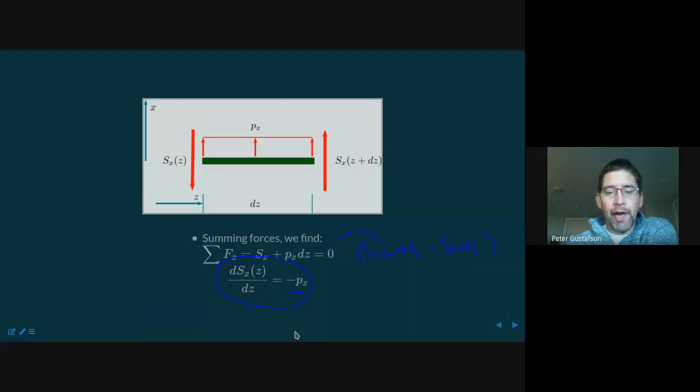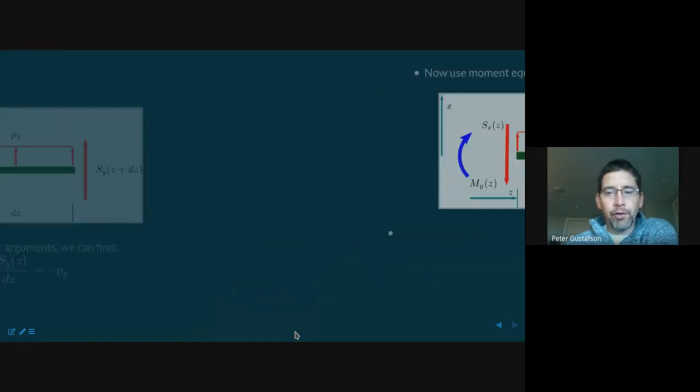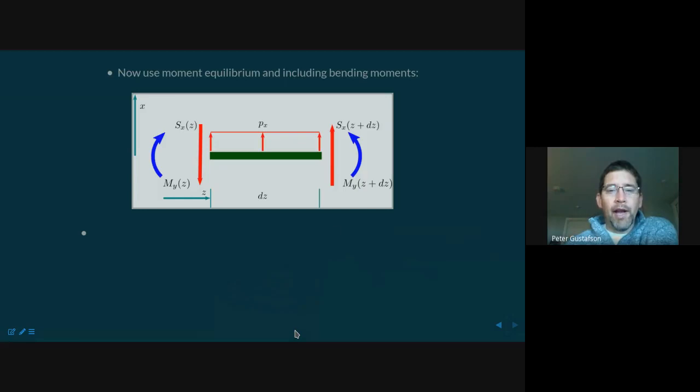Okay, that's true now in both the axial direction and the two transverse directions. All right, so what have we done? We've done three sets of equations. We have done the sum of the forces in the z direction, that was the axial loads. We did the sum of the forces in the x direction, that was transverse. We did the sum of the forces in the y direction, that was transverse. Here we're now going to apply moment equilibrium.